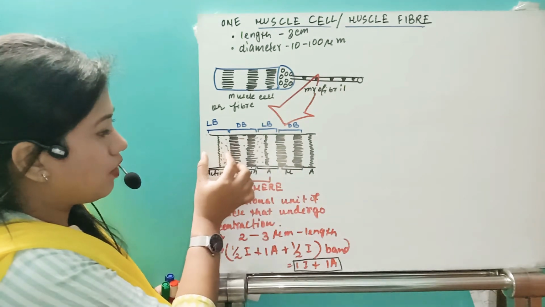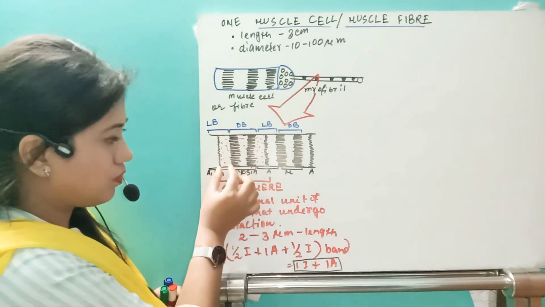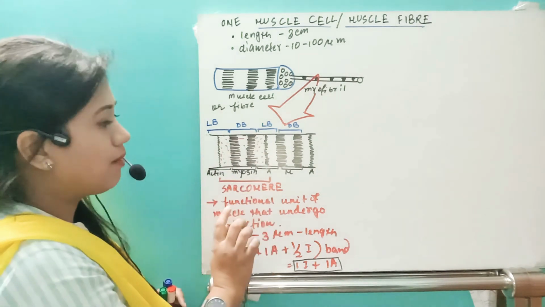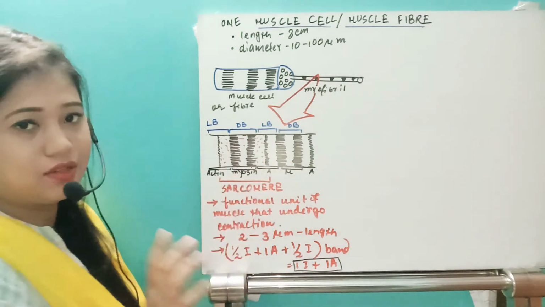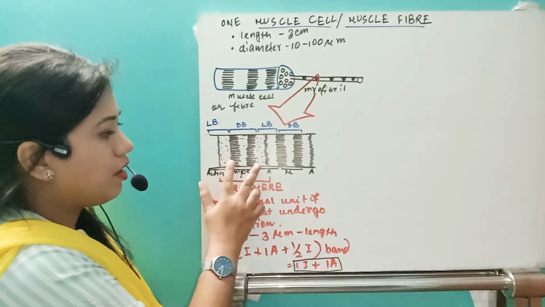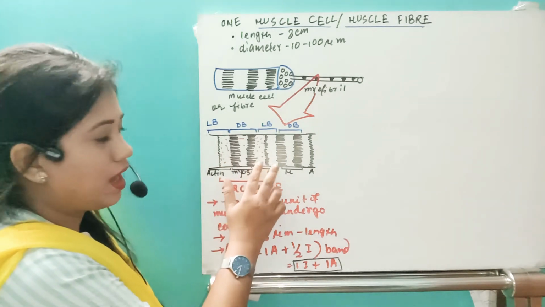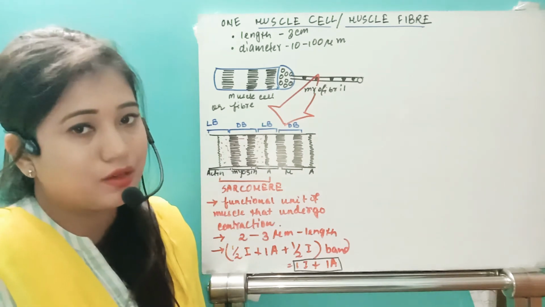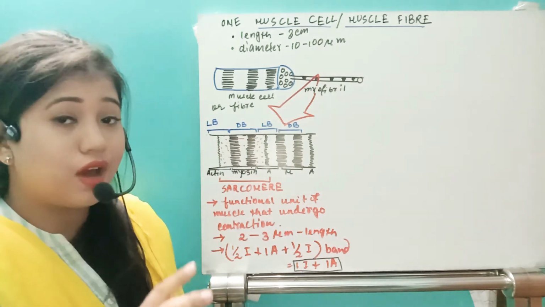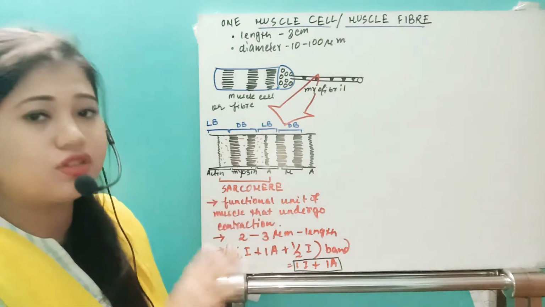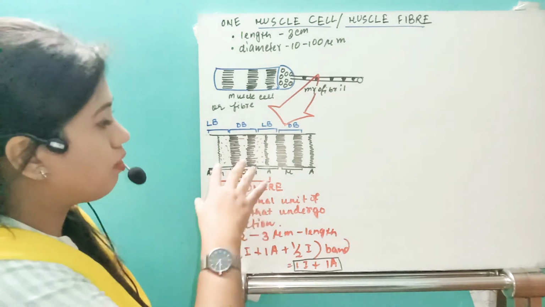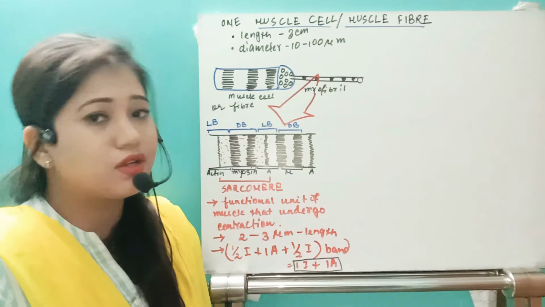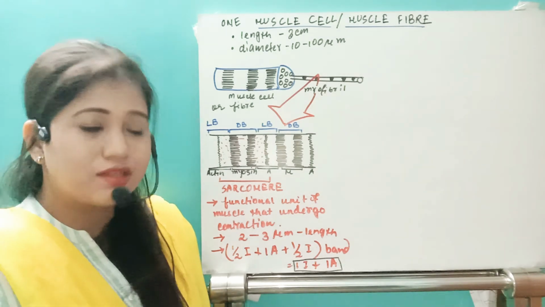From this light band we are taking half of the light band, so this one will be half of the I band. This is the dark band, which means a complete A band, and from here half of the light band. So half I, one A, half I. One I and one complete A form the sarcomere. This is one very unique, important point you need to know. A number of questions have come from here, so it is necessary to know.